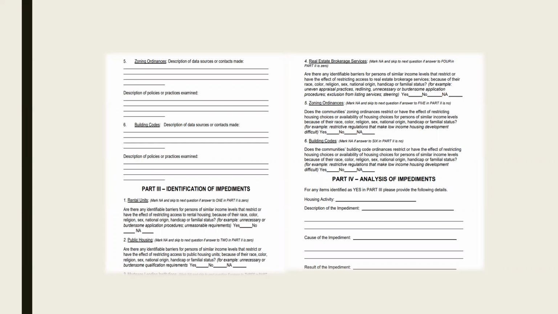Part four, if you didn't find anything, you can leave it blank or you can put NA. Part five is the same way. And the assessment must be dated, signed by the preparer and the chief elected official. So whoever conducted the fair housing assessment needs to sign it, and your chief elected official. If this is not done, it is incorrect, and we will give it back to you.